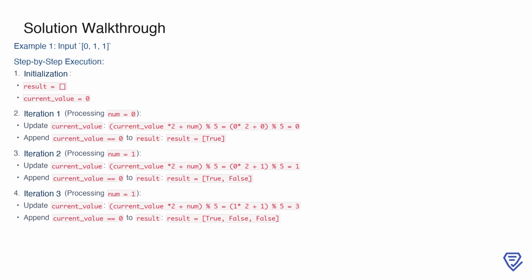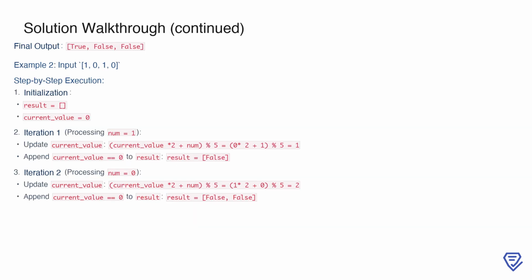Moving to the second iteration with number equals 1, we calculate 0 * 2 + 1, % 5, which gives 1. As current_value is no longer 0, we append false to the result. In the third iteration with another 1, the calculation 1 * 2 + 1, % 5 results in 3. Again, current_value is not 0, so we append false. The intermediate result is true, false, false, so far. The final output for this example is true, false, false, indicating that only the first prefix is divisible by 5.